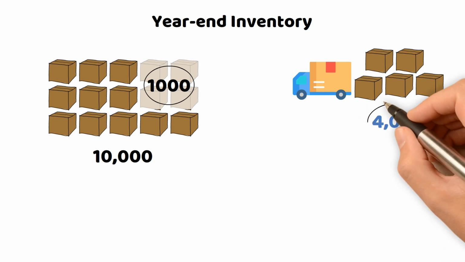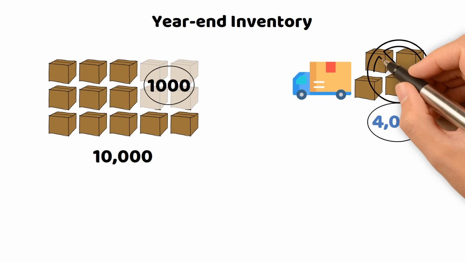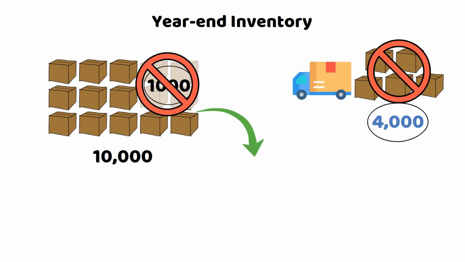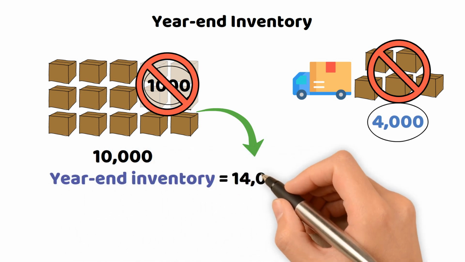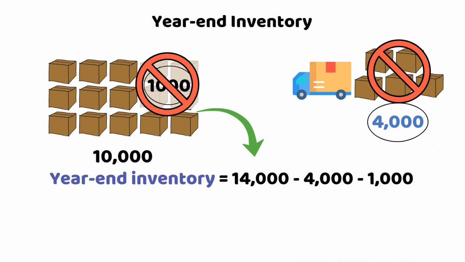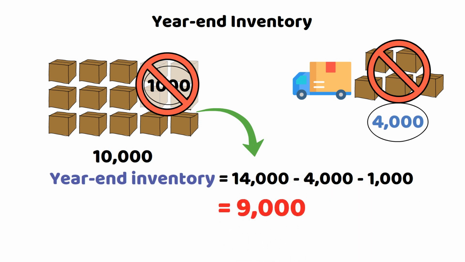The 4,000 units purchased from the other company are still in transit and have yet to be received. Therefore, they should be excluded from the year-end inventory. Although the company owns these 4,000 units, it should not count them as inventory. We can thus calculate the number of units that Sandoval should include in its year-end inventory as follows. Total units owned minus units in transit minus damaged units equals 14,000 minus 4,000 minus 1,000 equals 9,000. Therefore, it should include 9,000 units in its year-end inventory.